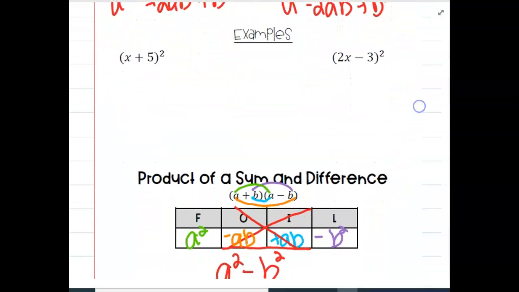Okay, so let's try this one. When we go through these ones, we are not going to actually FOIL them out. We are not going to write x plus 5 times x plus 5. I want you guys to use the shortcut, because here's the thing.